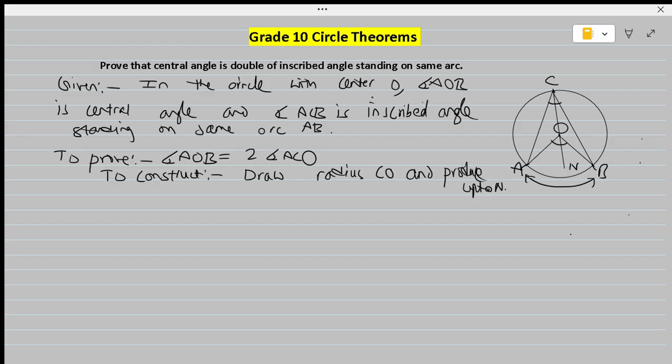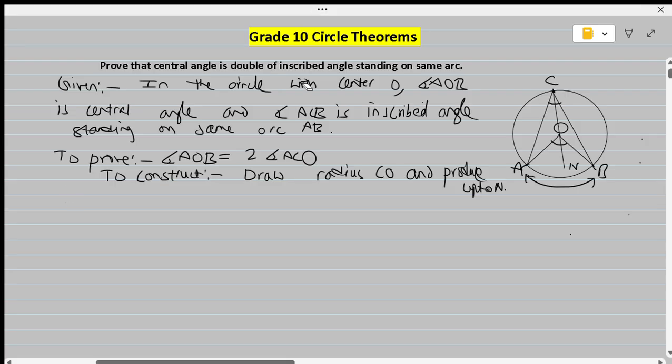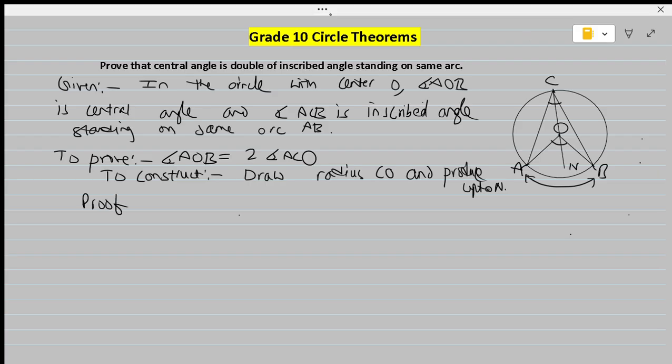After doing that, now we start the proof. Let's write statements and reasons. What we do here is take the help of two isosceles triangles, AOC and BOC. In triangle AOC, why am I saying isosceles? Because AO and OC are both radii of the same circle and they are equal. That is why triangle AOC is an isosceles triangle, and likewise COB is also an isosceles triangle, because CO and OB are equal. And if a triangle is isosceles, then its base angles are equal.